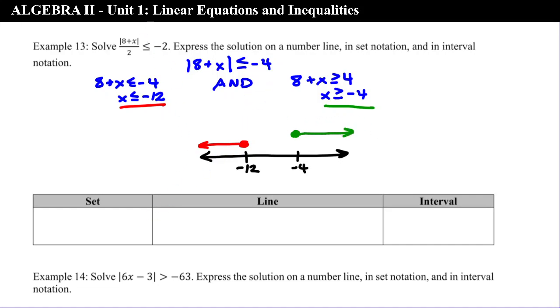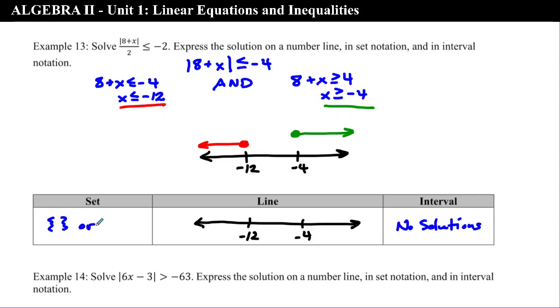And since it's the AND statement, we do everything that is shared. Well, there's nothing that's shared. So whatever line that you're provided with, it may have some tick marks on it for you already. You're just going to leave it without anything being plotted on it at all. Now, since there are no solutions in interval notation, we just say there are no solutions. And then in set notation, we have our two options of how we notate that, either with the curly braces that are empty, notating the empty set, or you can do the 0 with the slash in it. That also indicates the empty set.